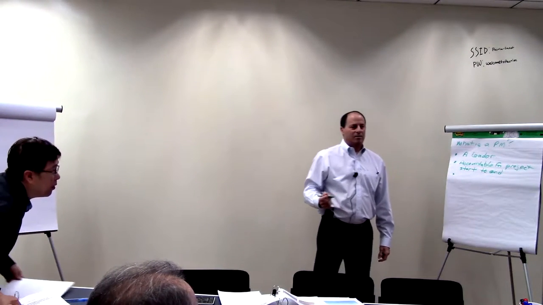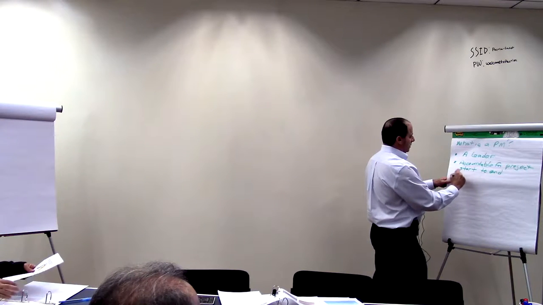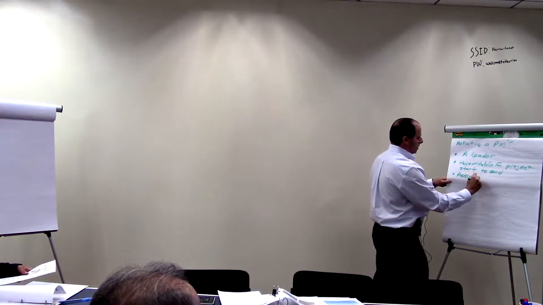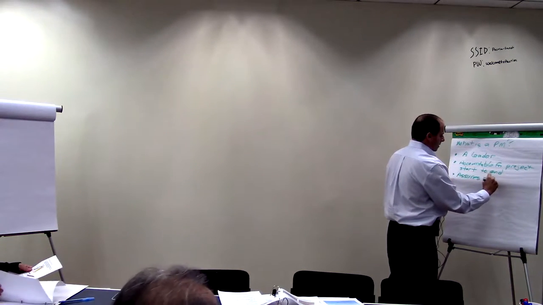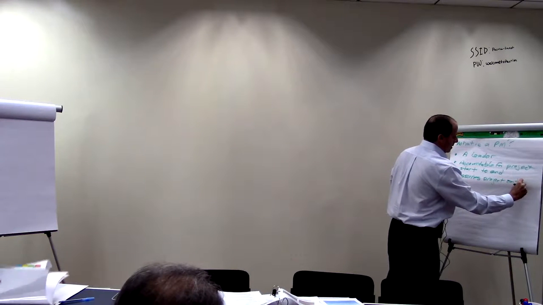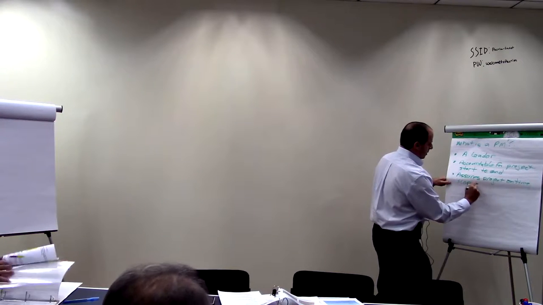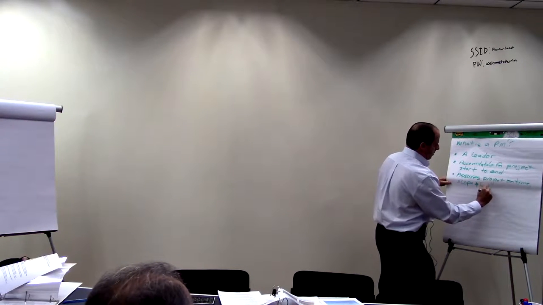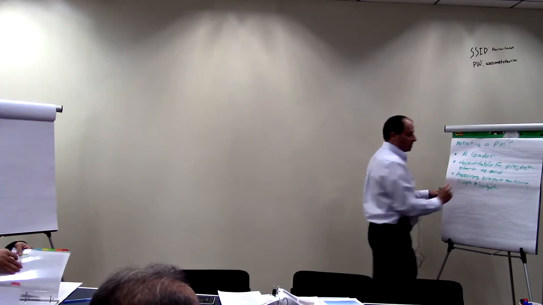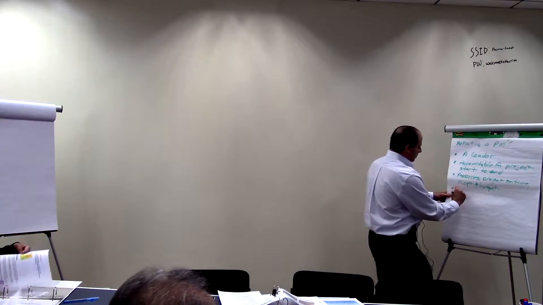Make sure the project is on time, in scope, and on budget. So, assures project on time, scope, and budget. Maybe one or two more. The project manager is the one who takes ownership of the project.